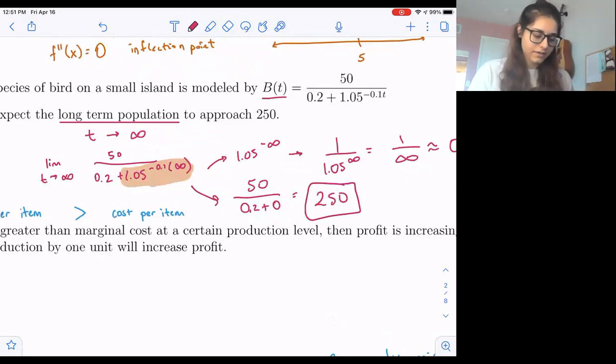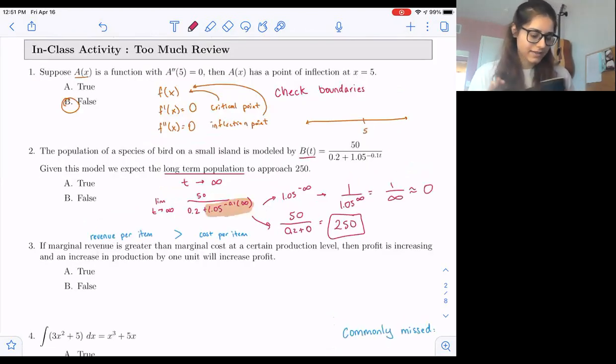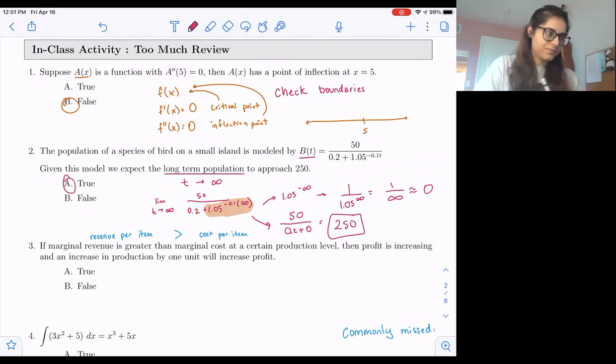All right, does that match? Approach 250. Yes. Do you guys see any tricks? I don't think so. It seems to all check out to me. I think we did all the proper steps, has all the right information. So I'm going to go with true.